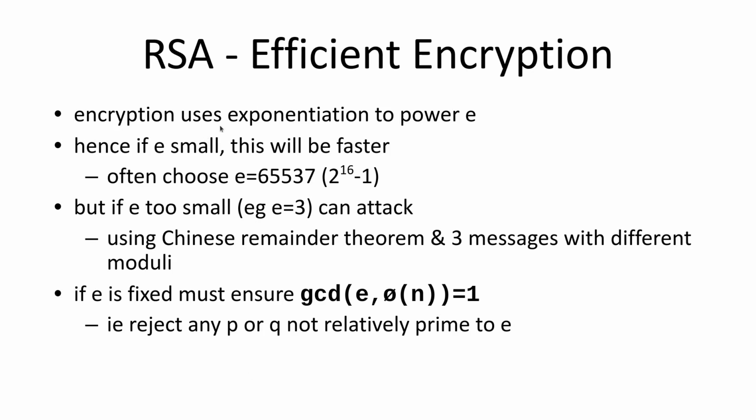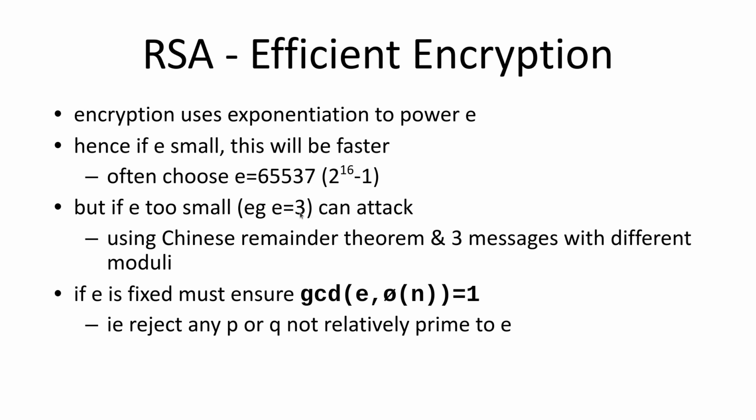Okay, encryption uses exponentiation to the power of e. If e is small, this will be faster, but the security will be less. And we already know that RSA requires e to be at least 512 bits. So often the value that is chosen for e is somewhere like 65537.